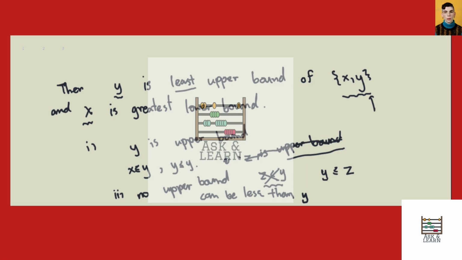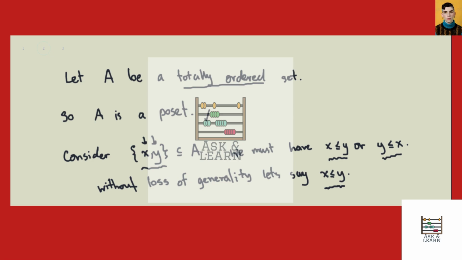So we just showed that when we start with this pair of elements X and Y, we must be able to compare them. Once we compare them, the bigger one will be the least upper bound and the smaller one will be the greatest lower bound. We can always do this in a totally ordered set. That means the set A is actually a lattice, because it fulfills the two conditions. It is a poset, and we can find the upper and lower bounds.